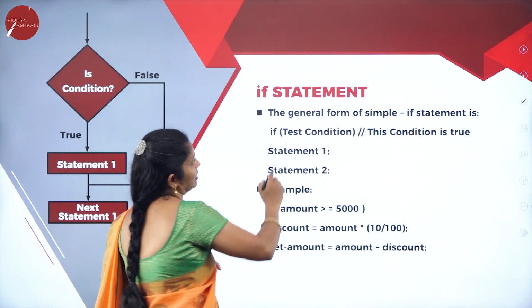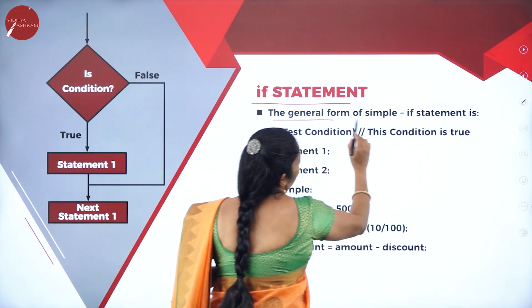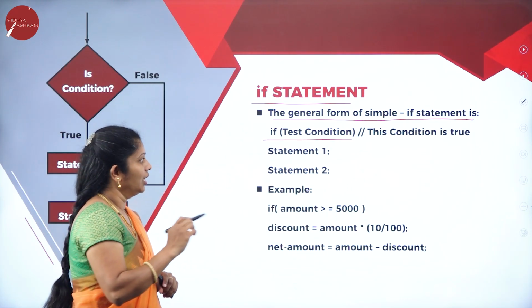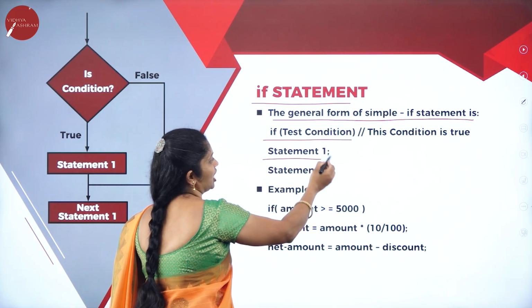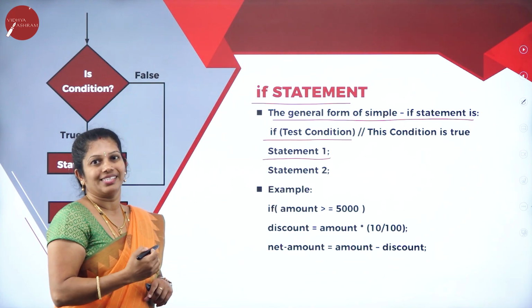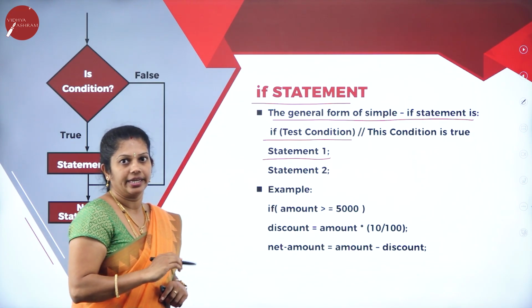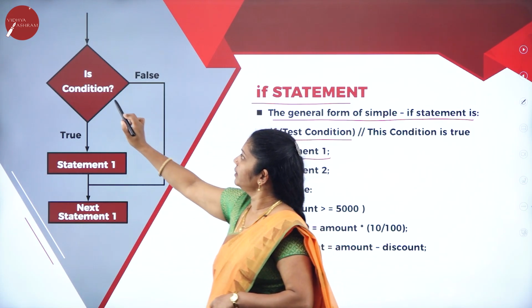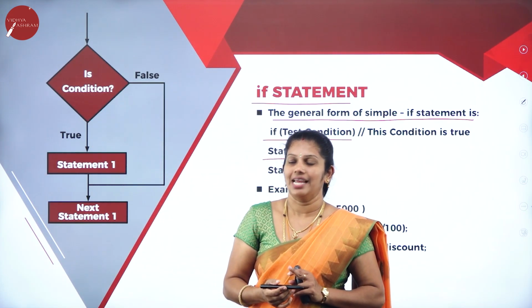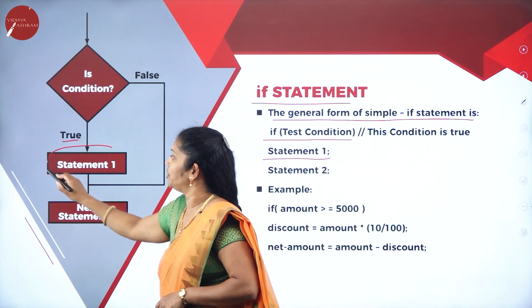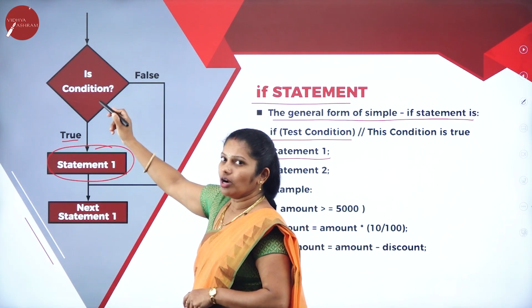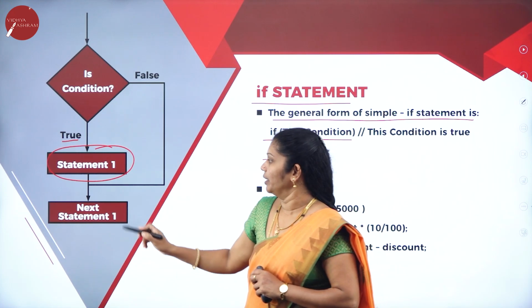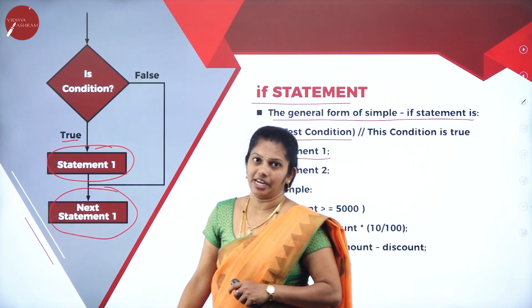When we come to the if-else statement, the general form is: first, if condition. First, you have to write the condition. Then, if the condition is satisfied, statement 1 will execute. If the condition is not satisfied, it will come to statement 2 here. If you observe this flowchart, is the condition satisfied? If it is true, then the statement will execute. If it is false, it just exits from that particular loop and comes to the next statement.